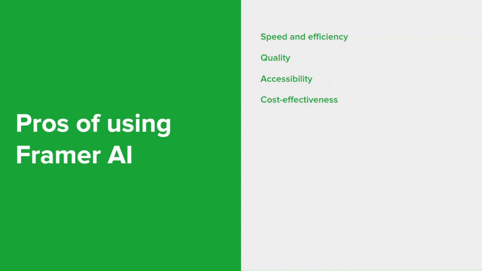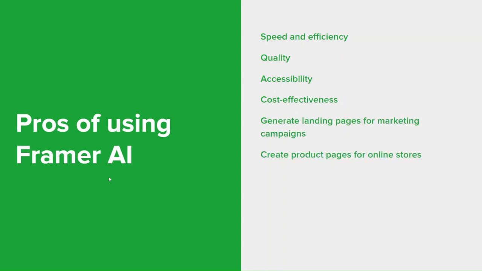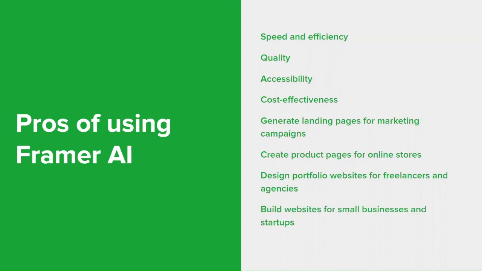In addition to these advantages, Framer AI can also offer specific benefits to businesses in different industries. So for example, Framer AI can be used to generate landing pages for marketing campaigns, create product pages for online stores, generate portfolio designs and websites for freelancers and agencies, and also build websites for small businesses and startups. So it's really powerful, it's very versatile, and you can see a number of advantages to using that for any type of business really.